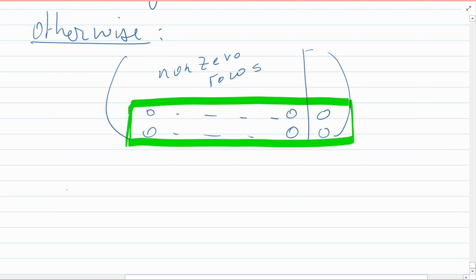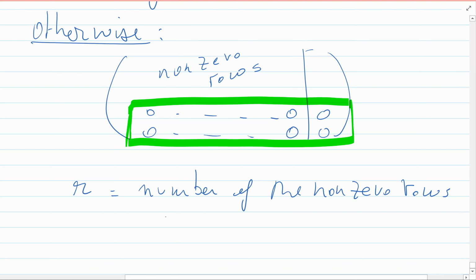So R is equal to the number of non-zero rows. Of course, this is for the row echelon form. Just going forward, I can get this number as soon as I'm going down. I'm not talking about the reduced echelon form. So this R is amazing. It's called the rank of the matrix, but anyway, it's an amazing number.